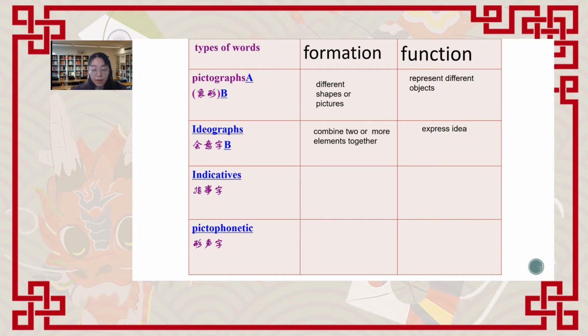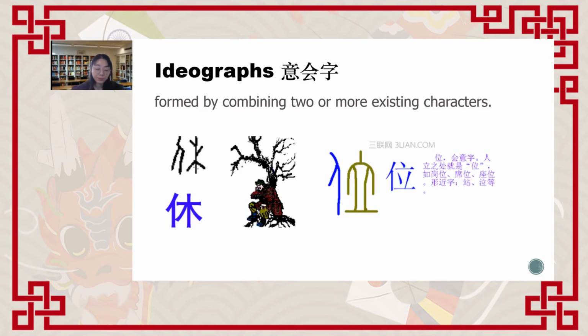It is ideographs, forming characters by combining two or more components which can express combining meaning or idea. For example, the character xiu is expressed by combining two components. One on the left side of stroke means human, and the right side is a tree, which means a person lying on the tree. So this character means have a rest.